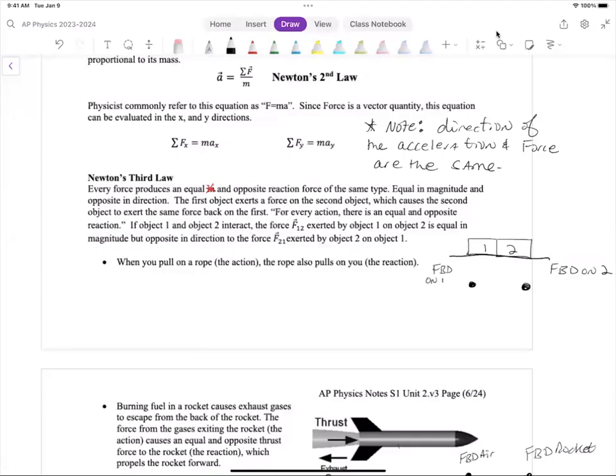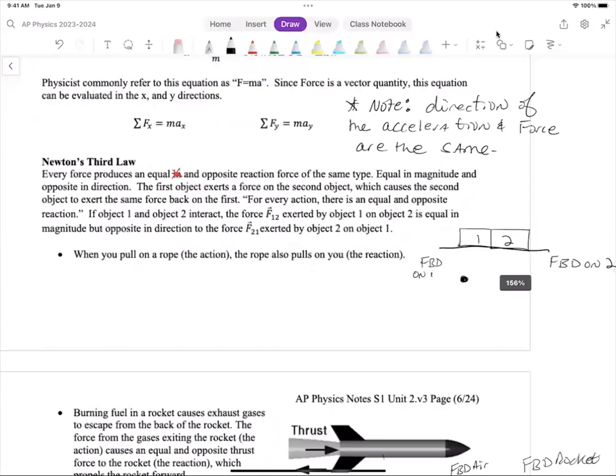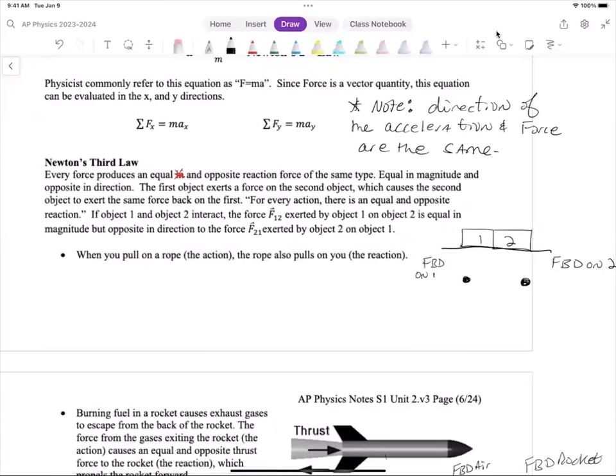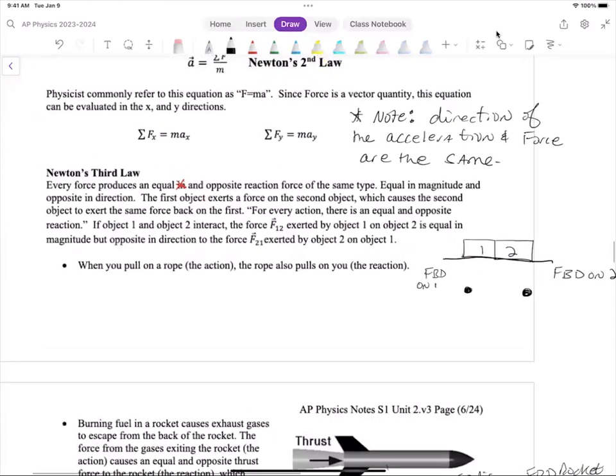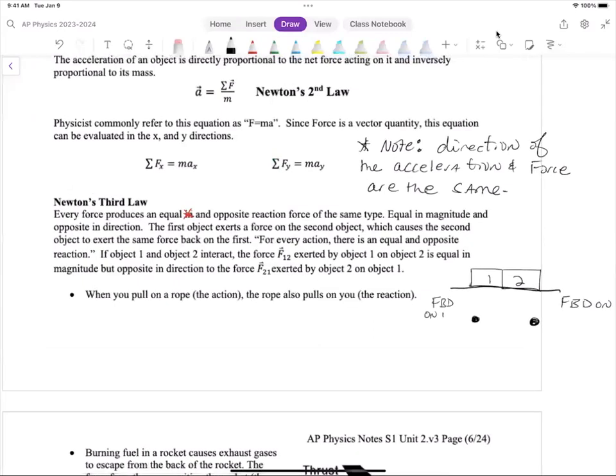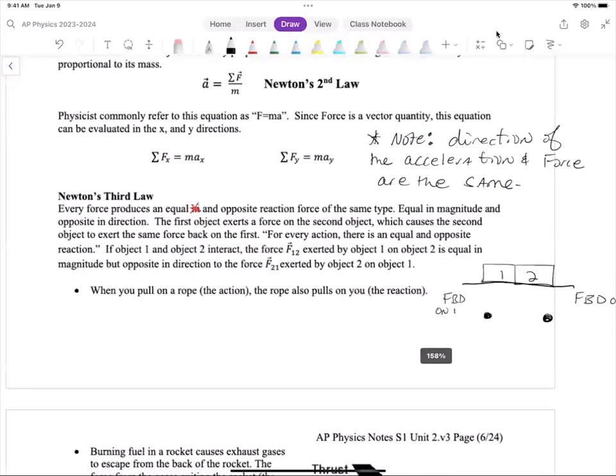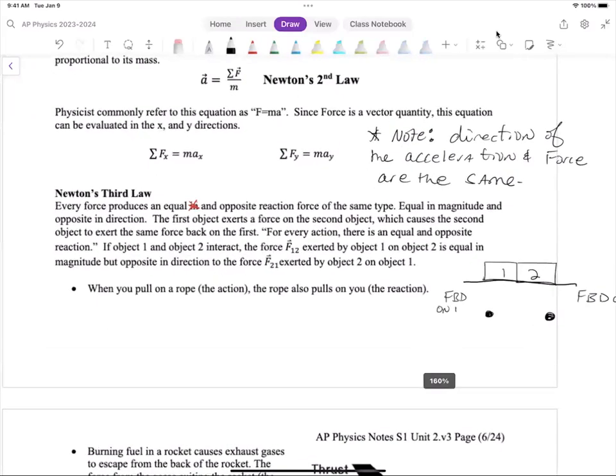All right, students, we're going to learn about Newton's third law. This is in your notes on page 5. Please get out your notes and get to page 5, which is related to Newton's third law. We've already learned about Newton's second law and first law, and today we're going to learn about Newton's third law.